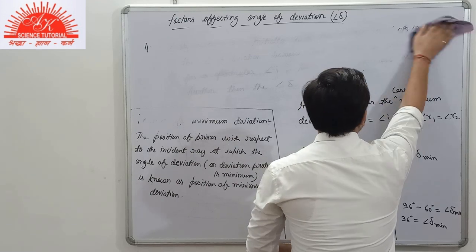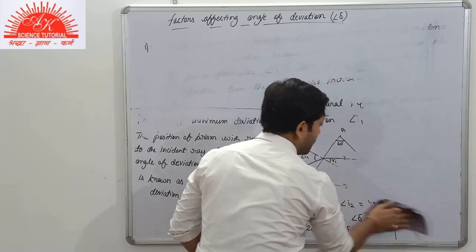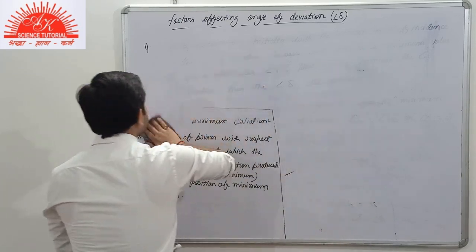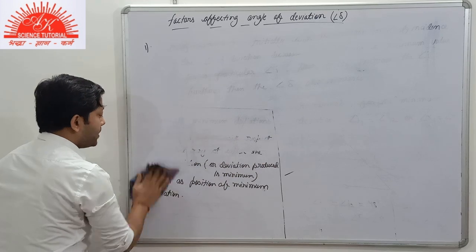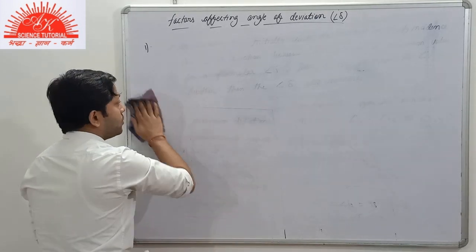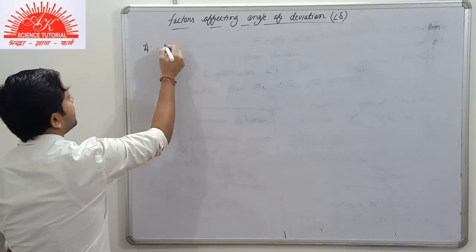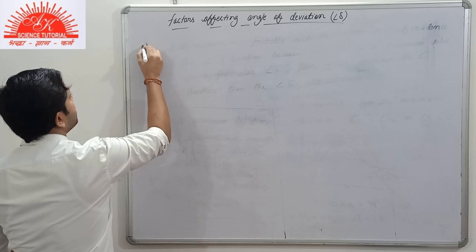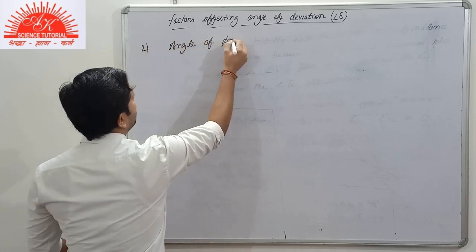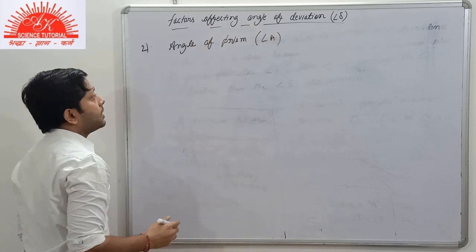The second factor that can affect the angle of deviation is the angle of the prism. You know about the angle of the prism, that is generally represented by angle A. So now we talk about the second factor, that is the angle of prism. It is denoted by angle A.